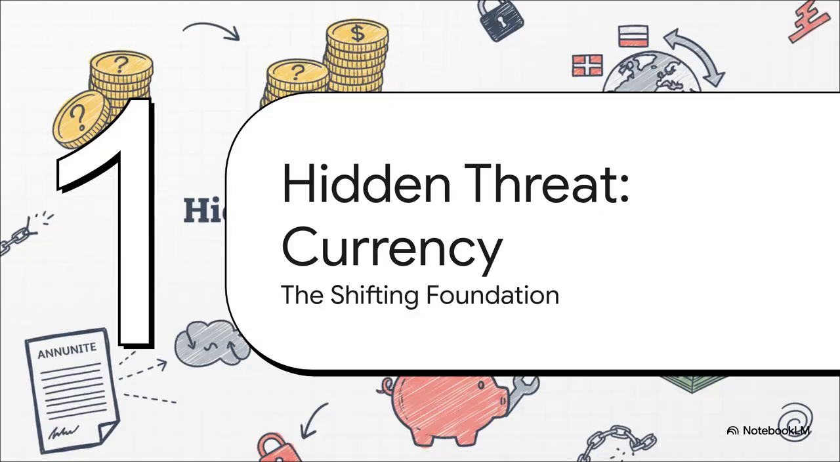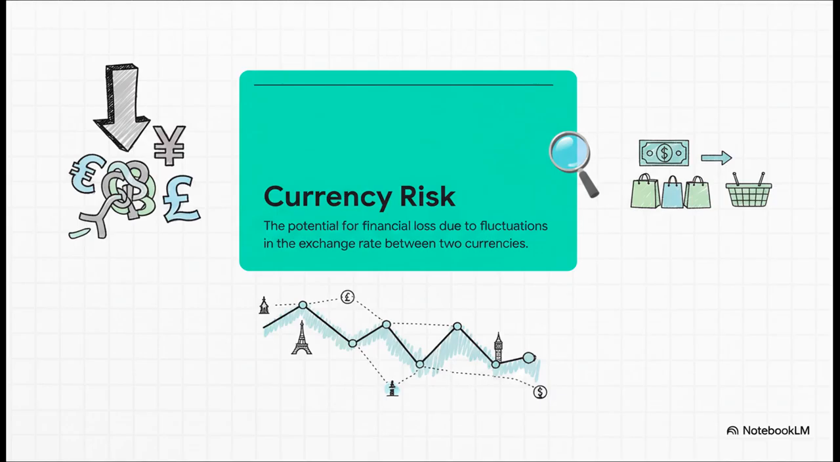So, our first hidden threat is currency risk. Think of it as the shifting foundation of your investment. You might think your annuity is a totally safe domestic product, but you'd be surprised how much global market forces can shake things up. At its core, currency risk is pretty simple. It's just the chance that a shift in exchange rates is going to reduce the value of your investment.